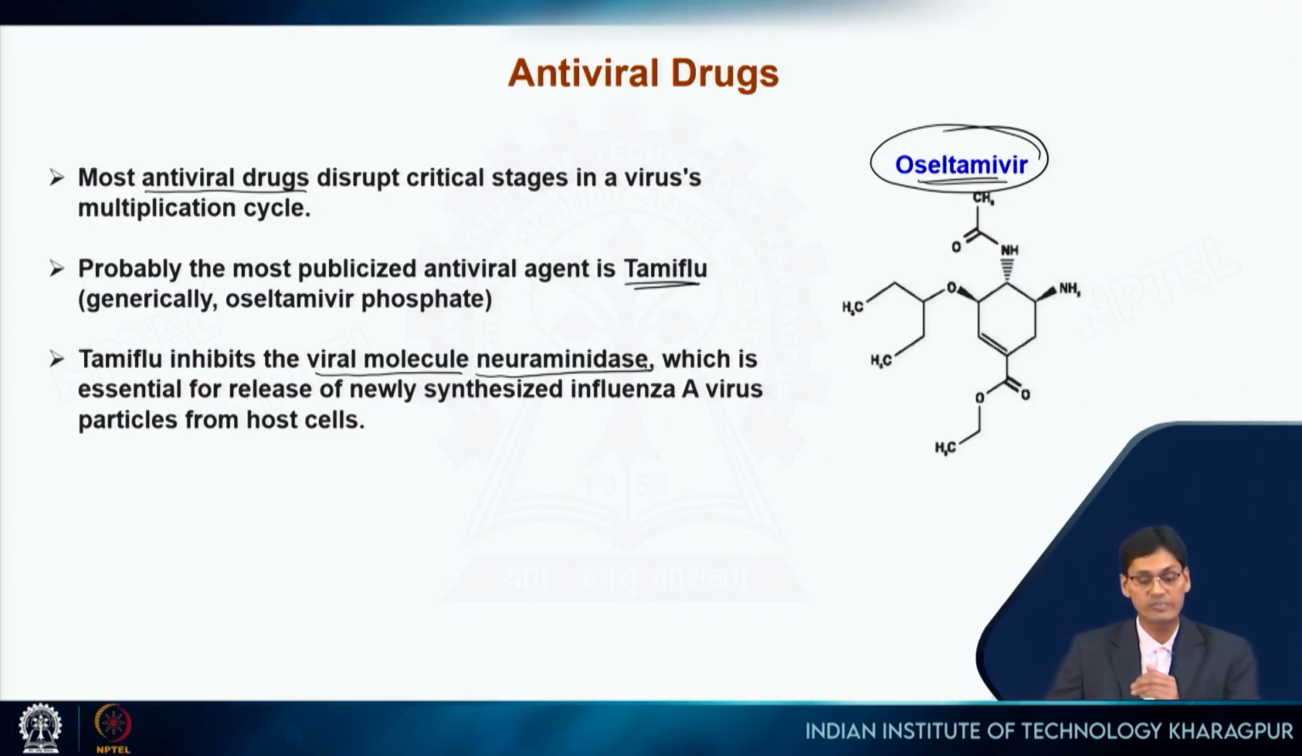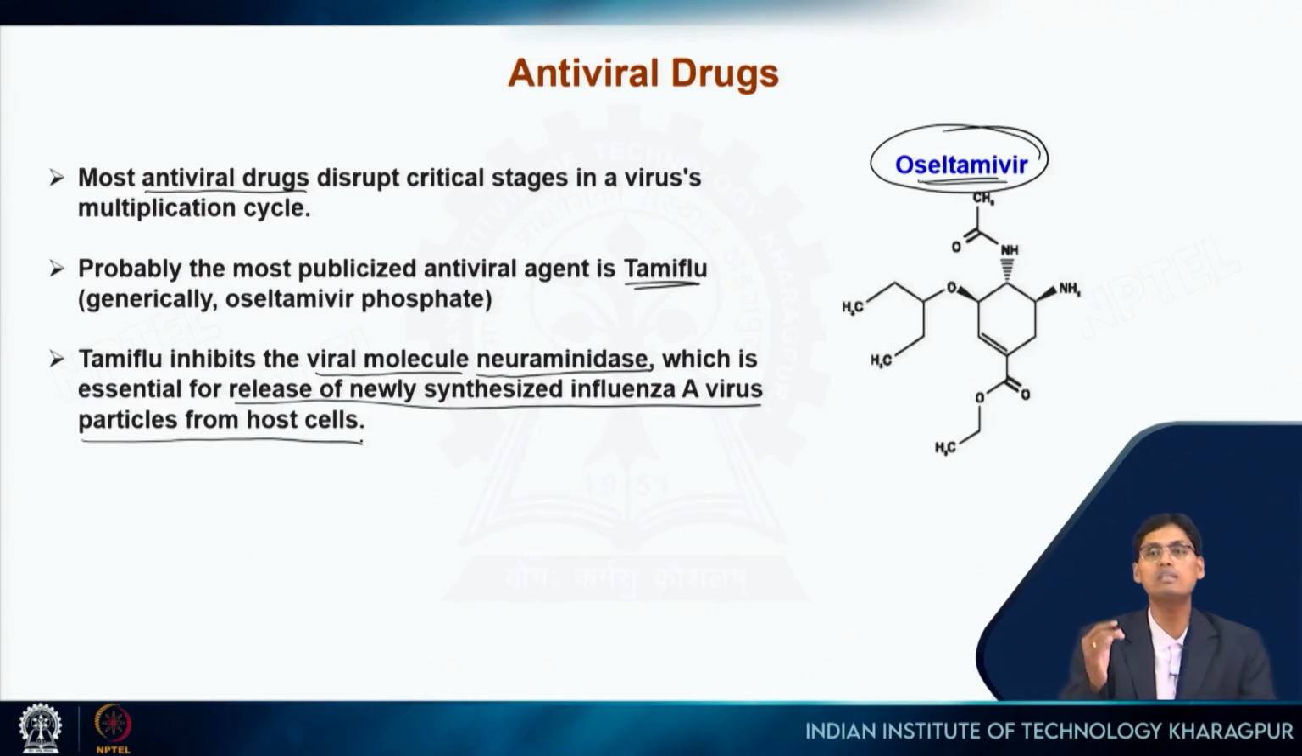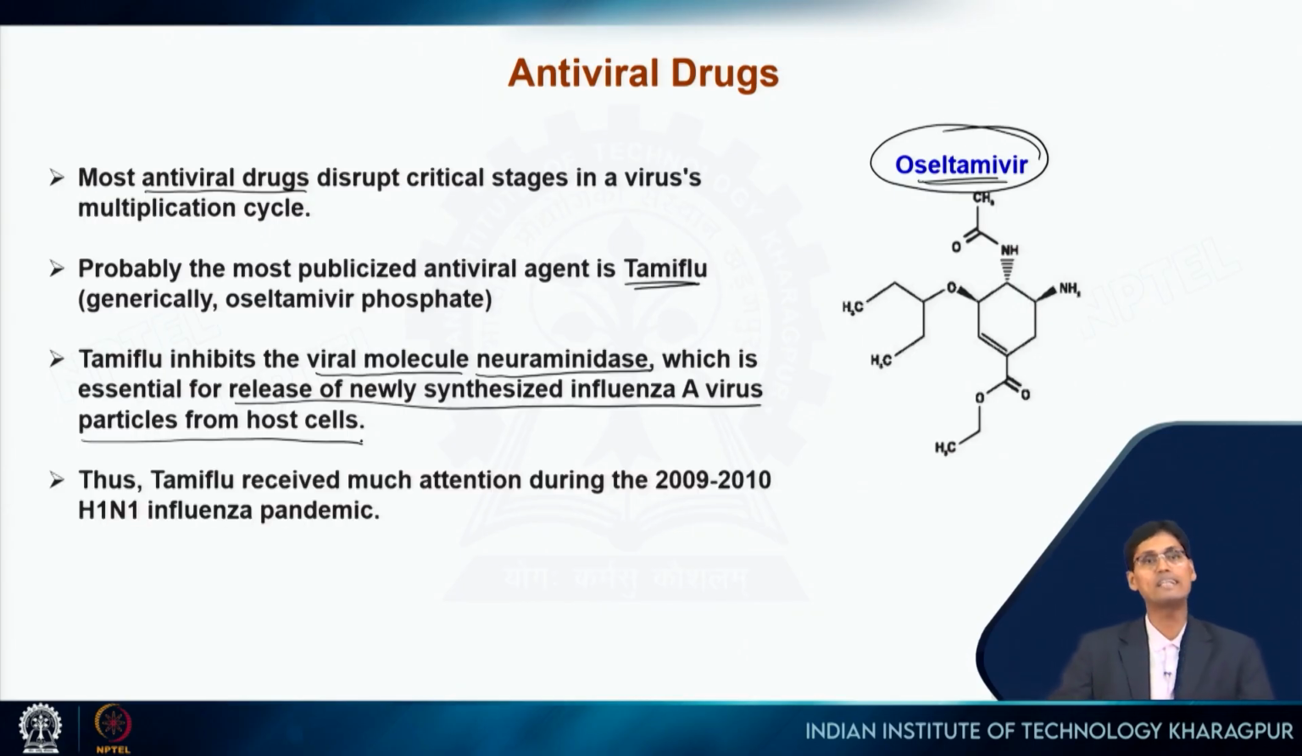But neuraminidase inhibitors prevent the release of newly synthesized influenza virus particles from the host cell. So if you stop the release of newly generated virus from the host cell, they cannot infect the surrounding cells. That way we can also prevent viral growth, okay? And that's why Tamiflu received much attention during 2009-10. During that time we had the H1N1 influenza pandemic, okay? So that's why Tamiflu is very famous. And there are many other antiviral agents also available in the market now.